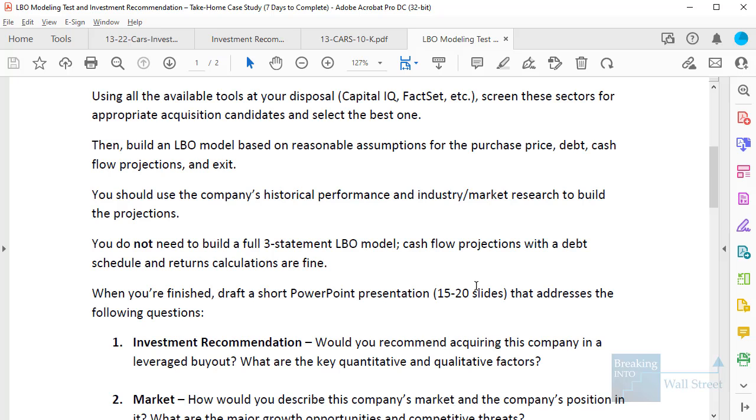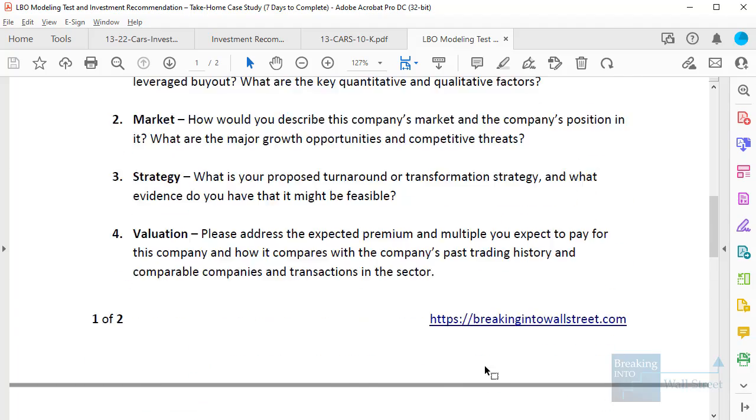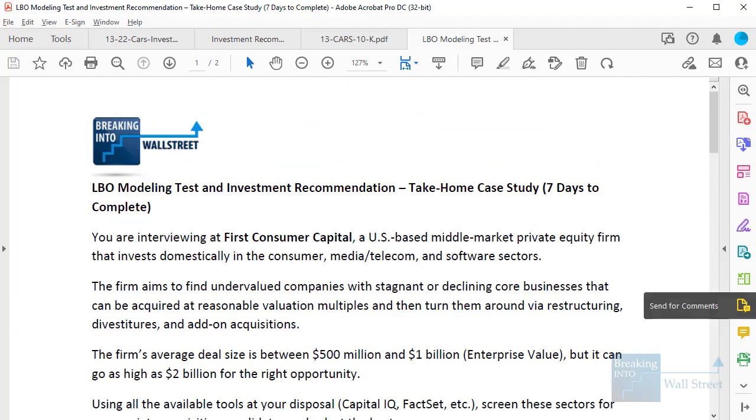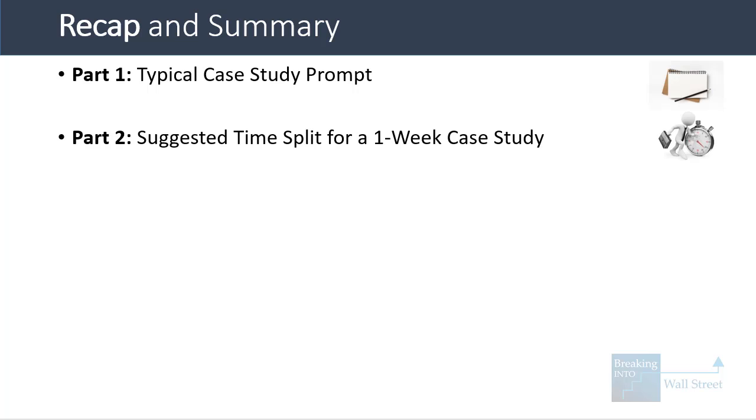We're at the end, so let's do a recap and summary. In part 1, we discussed the typical case study prompt and how it is often very open-ended. They're not going to tell you much aside from their strategy and what the requirements are, but picking the company and everything like that are up to you. We then went through the suggested time split on days 1 through 7 for a 1-week case study. And the key point really is that you need to spend at least as much time on the industry research, data gathering, and presentation as you do on the Excel model.